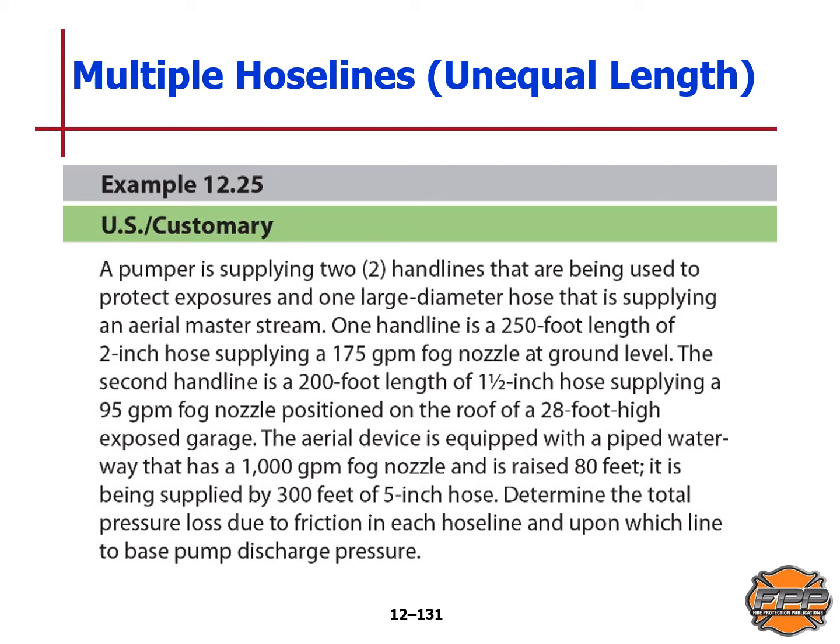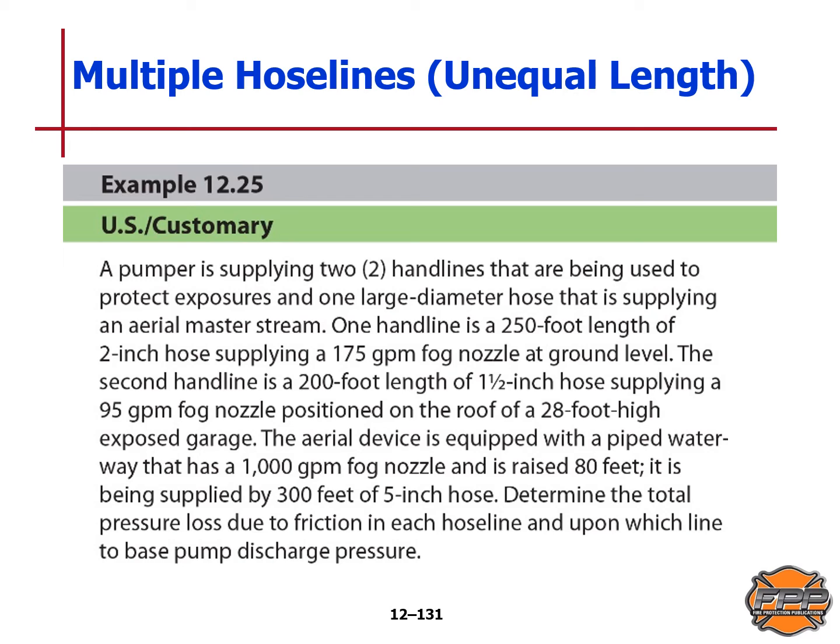1 hand line is a 250-foot length of 2.5-inch hose supplying a 175 gallons per minute fog nozzle at ground level. The second hand line is a 200-foot length of 1.5-inch hose supplying a 95 gallon per minute fog nozzle positioned on the roof of a 28-foot high exposed garage.